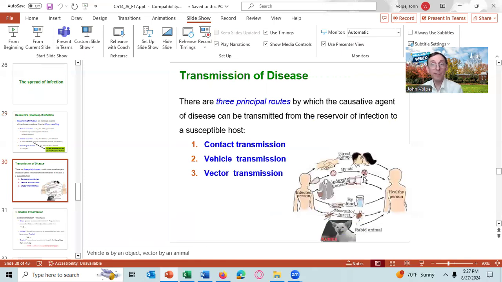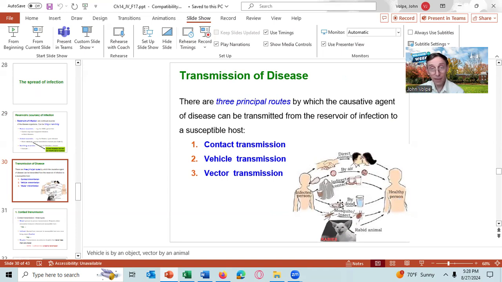All right. So there has to be transmission of disease before the patient can get sick. There are three principal routes by which the causative agent of disease can be transmitted from the reservoir of infection to a susceptible host. There's contact transmission, and that can be direct contact transmission, like hand to hand in a handshake. Vehicle transmission, that's where an object or a fomite carries the disease from a source of the reservoir of disease to a healthy patient.